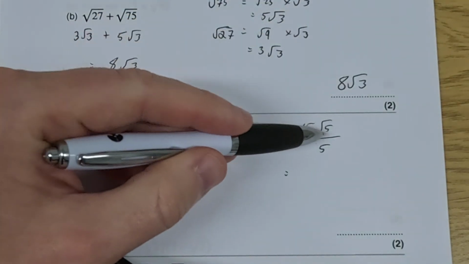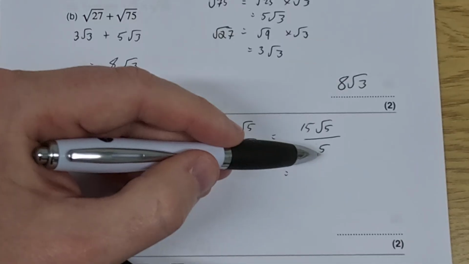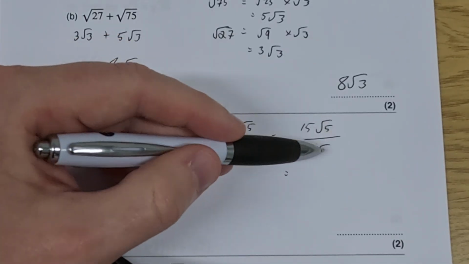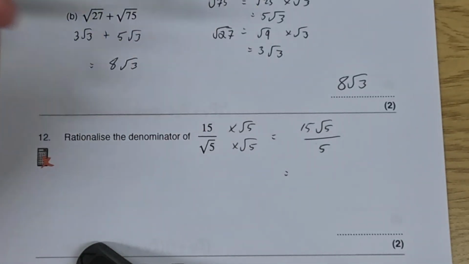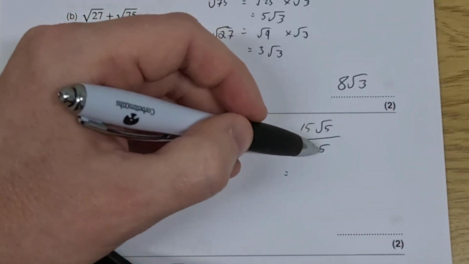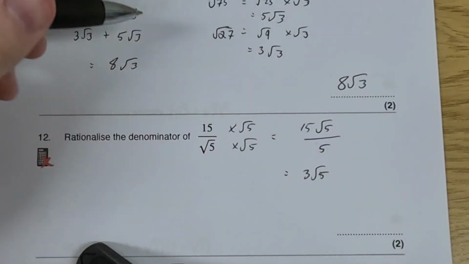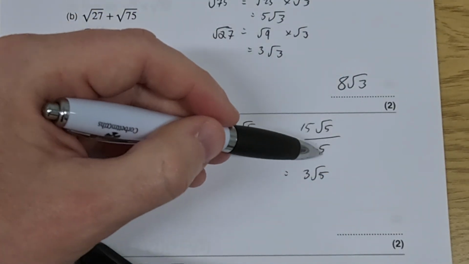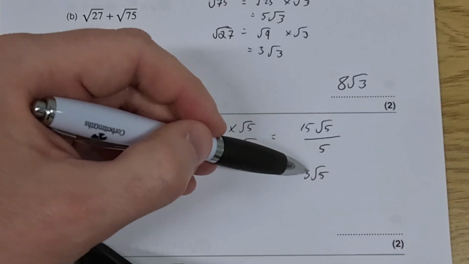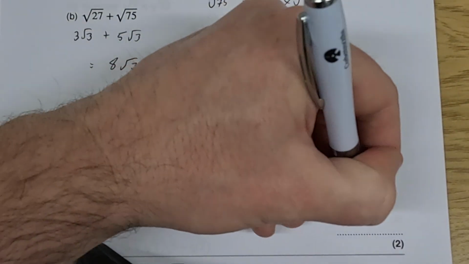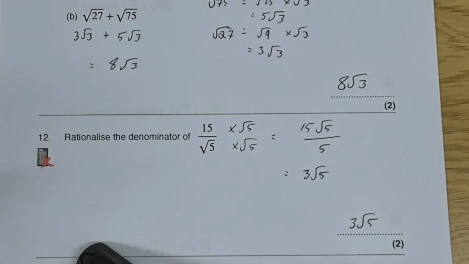Now here, you've got 15 lots of root 5 divided by 5. Well, 15 lots of root 5, if you divide it by 5, you'll get 3 lots of root 5. So we can divide that number by 5. And 15 divided by 5 is 3. So that would be 3 lots of root 5. And because the 15 was divisible by 5, we could just do 15 divided by 5, and that's 3. So it's 3 root 5. And that's it. So the answer is 3 root 5. We've rationalised the denominator. The denominator is technically 1 now, so that's rationalised. Okay, let's look at our next question, question number 13.